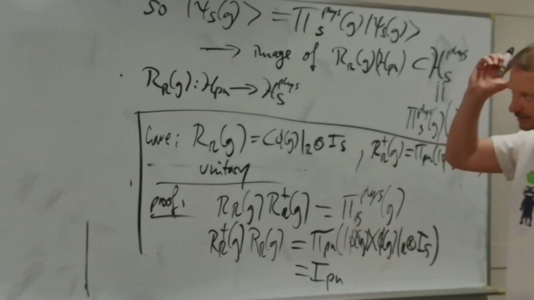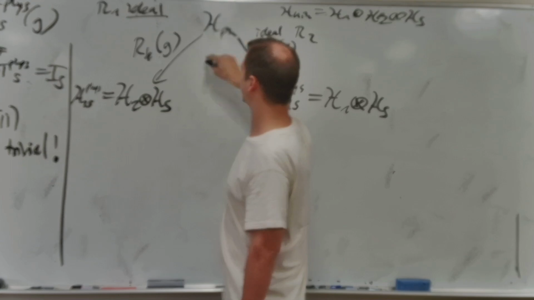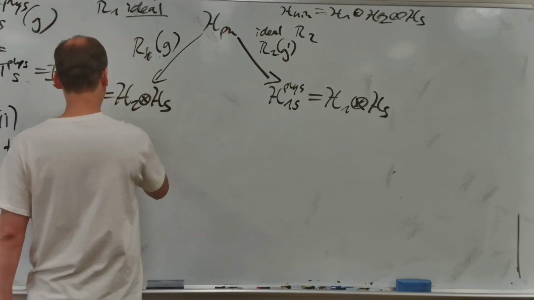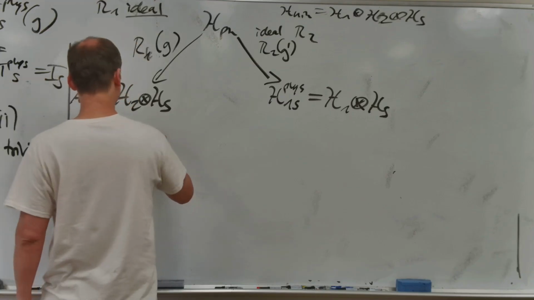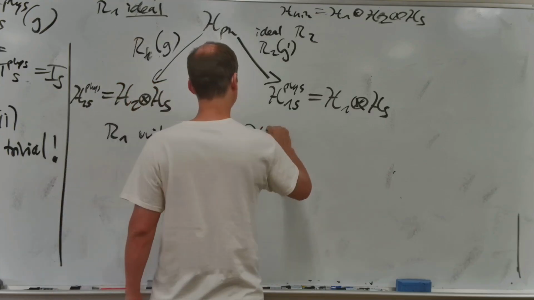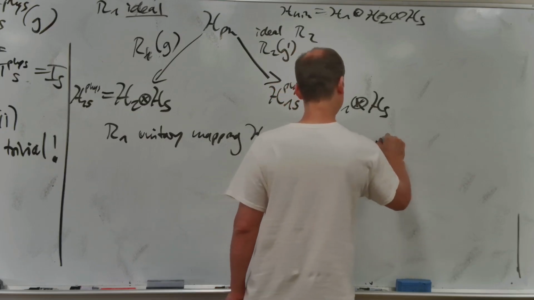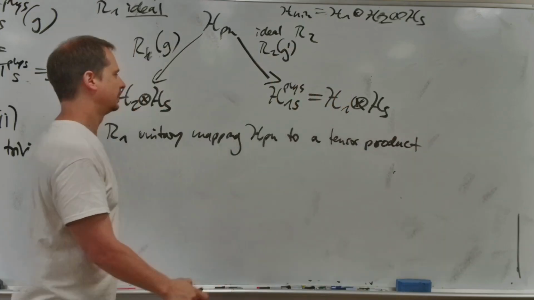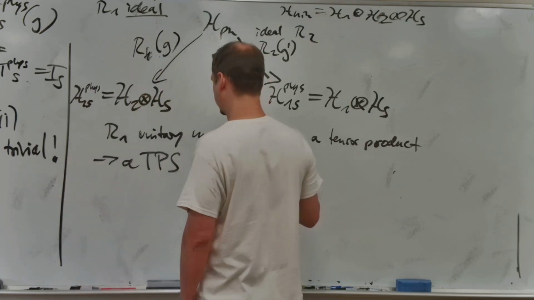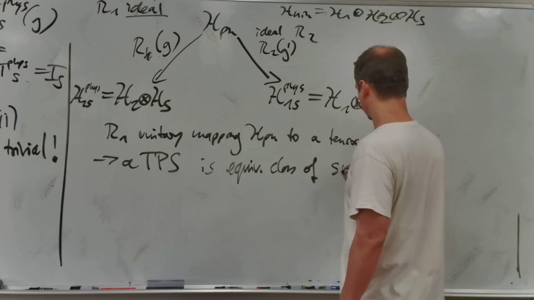So now I'm coming to these statements about tensor product structures. So we've shown that this is a unitary, and I'm mapping an abstract Hilbert space to a tensor product. So R1 is a unitary mapping HPN to a tensor product. And a tensor product structure is an equivalence class of such unitaries.